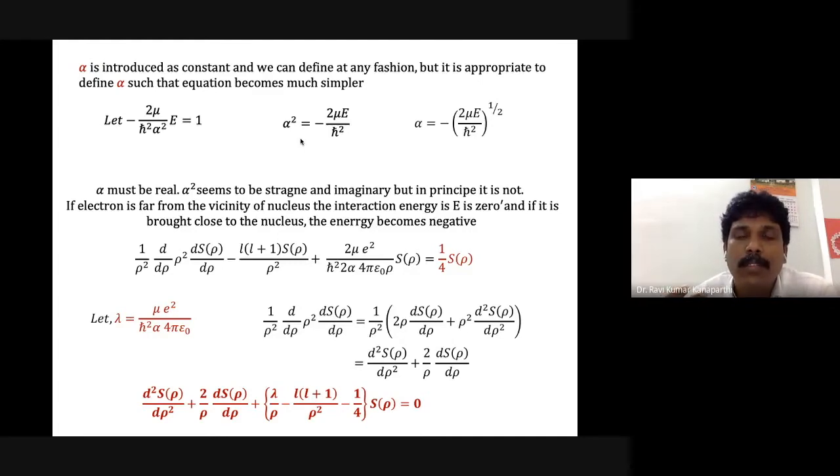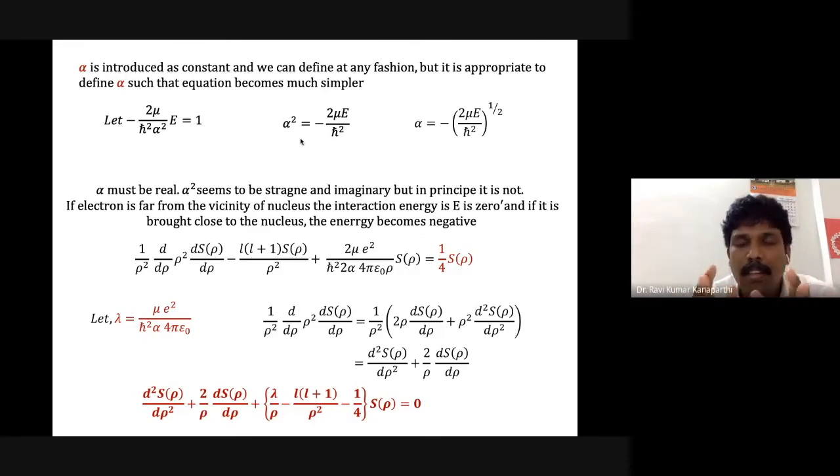It is 0. If it is very far, there is no interaction between the nucleus and the electron, therefore its potential energy, or the energy of the system, becomes 0. Suppose it comes very close to the nucleus, then what will happen? There is interaction energy, and since both are oppositely charged, we will represent the energy as negative, right? So negative, and this positive, negative, it becomes basically positive, right?